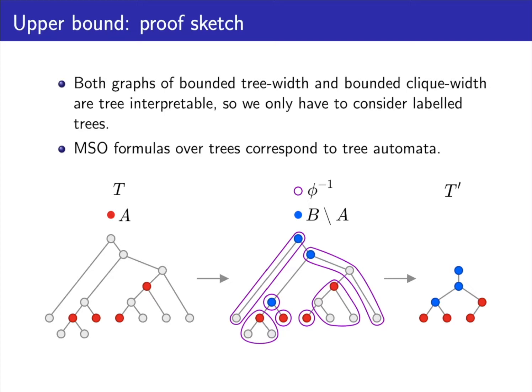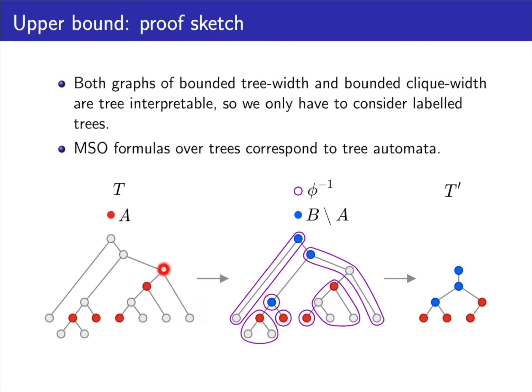Then another important piece of information is that MSO or CMSO formulas over trees actually correspond to tree automata. Tree automata are very simple decision procedures where, based on the label of every leaf, you pick the state of the automaton in that leaf.